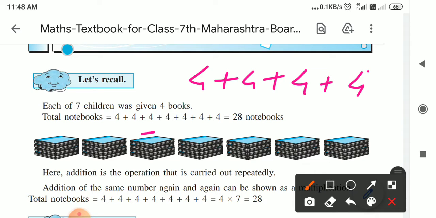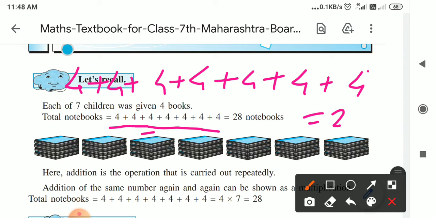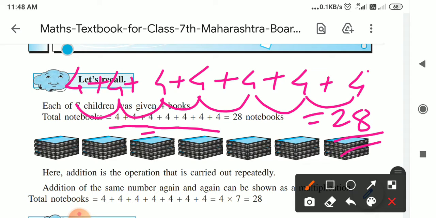Here it is given, that's why I took there 4 plus 4. How many times is the addition done? 1 2 3 4 5 6 and 7. Okay, so plus 4 plus 4. When you do the addition of 4, 7 times, then its answer comes 28. There are two ways: 4 plus 4 is 8, 8 plus 4 is 12, plus 4 is 16, plus 4 is 20, plus 4 is 24, plus 4 is 28.